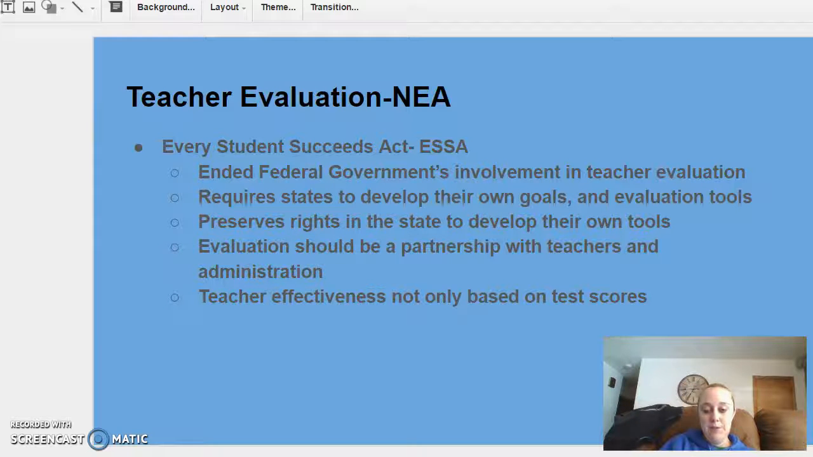The ESSA preserves the rights of the states to develop their own tools, and also evaluation. It said that evaluation should be a partnership between the teachers and the administration, and teacher effectiveness should not only be based on test scores, which again I definitely agree with.